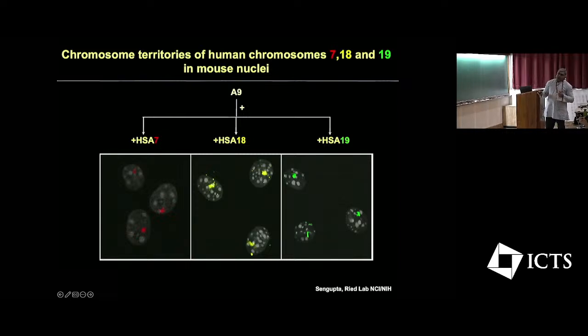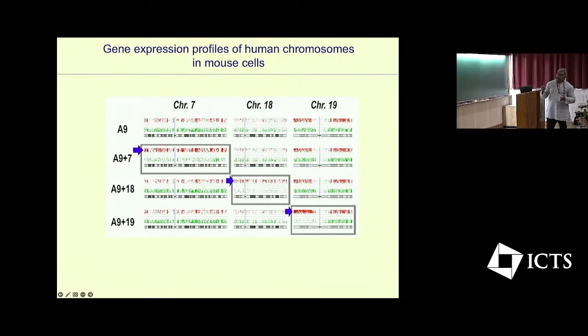We then did confocal imaging of each of these nuclei so that we can understand the spatial organization of human chromosome 7, 18, and 19 in this mouse background. But before we went on to look at spatial analysis, we took out the RNA, converted it to cDNA, and also looked at the expression profiles.